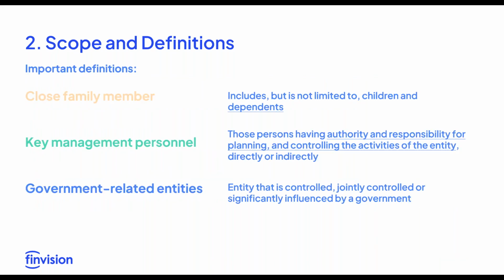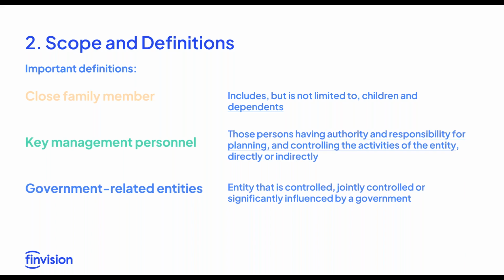Some other definitions then. Close family member. What is a close family member? Well, they say in the standard it includes, but is not limited to, children and dependents. And there it's very important that we look at the dependencies. If you, as a person, have influence over some other persons in your family, then that is in fact called a close family member. Or if there's a person on whom you are dependent, then the relationship between that person and the entity that you are working for or that you have a relationship with is considered a close family member and can thus be a related party of the entity.